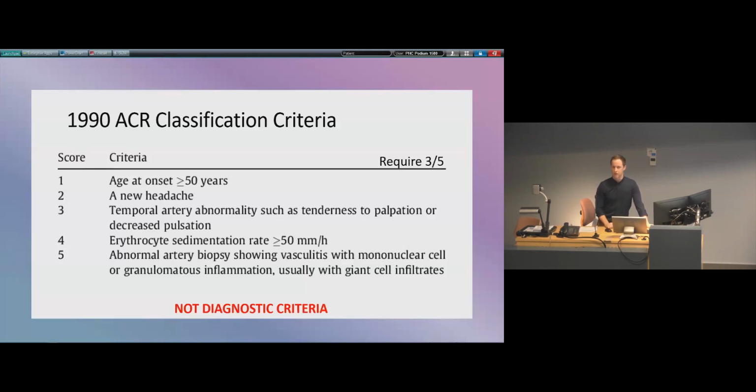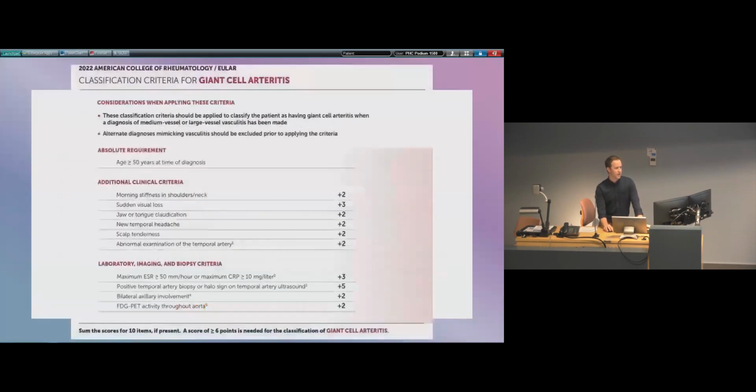It's similar with our ACR lupus criteria. They are research tools and they can be helpful, but they're not diagnostic. It all comes down to your clinical assessment. Now, we've had a recent update. In 2022, the joint ACR/EULAR put out these new classification criteria.